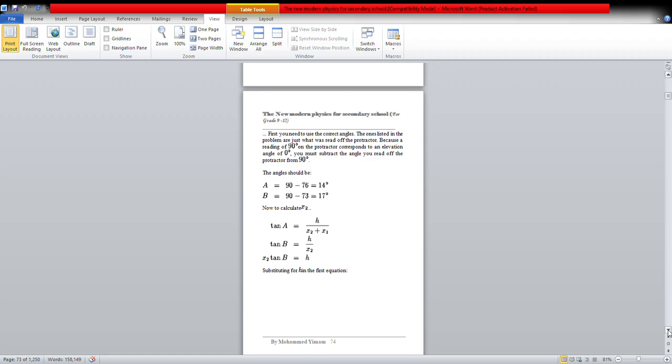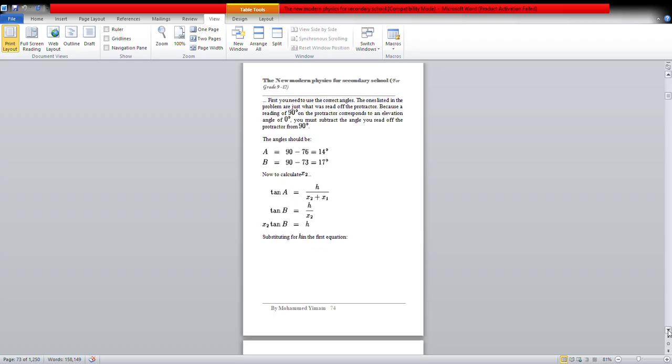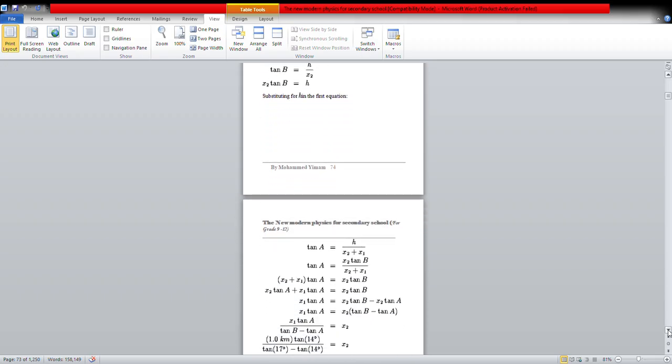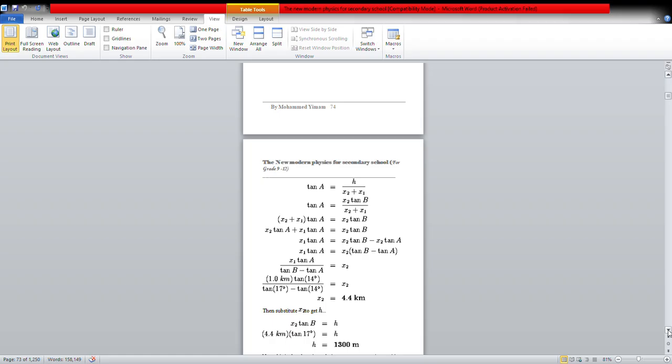Now, to calculate x2: tan A is equal to h over x2 plus x1. Tan B is equal to h over x2, so x2 times tan B is equal to h. Tan A is equal to h over x2 plus x1. By substitution, tan A is equal to x2 tan B over x2 plus x1. By cross-multiplying by x2 plus x1, tan A times (x2 plus x1) is equal to x2 tan B.